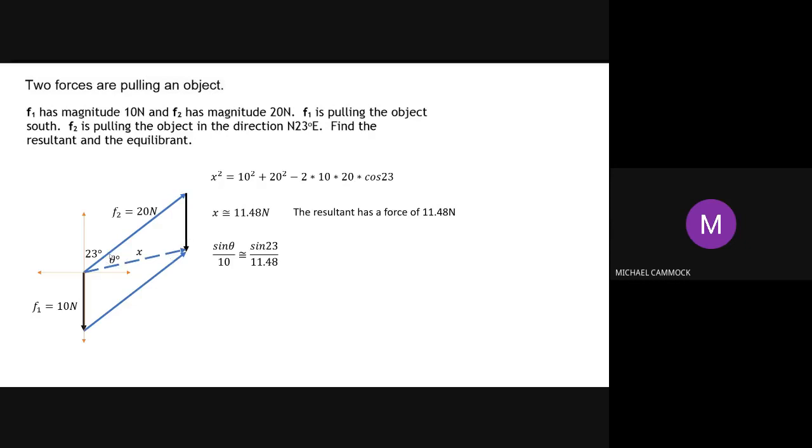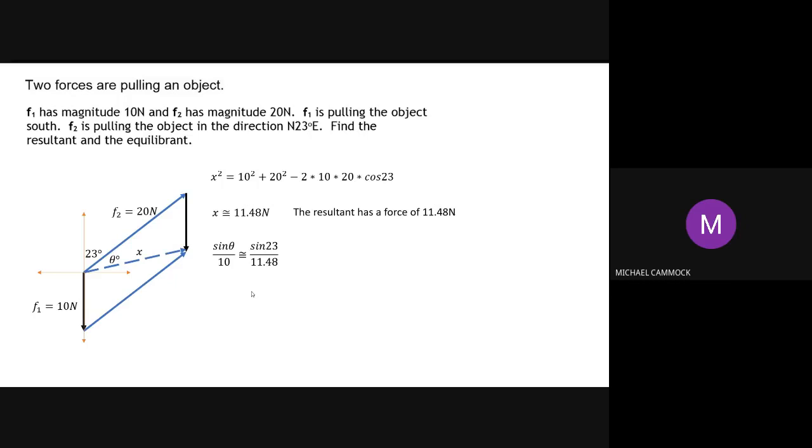I'm looking to find this angle inside here. This is what I'm trying to find, this angle right here, the one I'm pointing to, theta degrees. So I'm saying that the sine of this, using sine law, over the side opposite to it, which is 10 newtons, we're just going to call it 10, is approximately equal to the sine of 23, which is this angle right here, over the side opposite to it, which is 11.48. Let me let that sink in for 10 seconds.